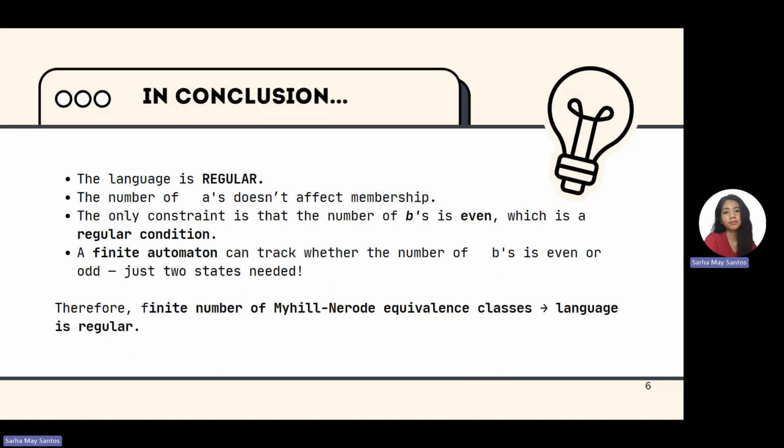This is because the number of A's in a string has no effect on whether the string is in the language. It can be any amount, including 0. The only actual constraint is that the number of B's must be even. This condition is simple and can be easily checked using a finite automaton that keeps track of whether the count of B's is even or odd. Such tracking requires only two states, one for even and one for odd, toggling between them with each B. Since a finite automaton can be built to recognize the language, it has a finite number of equivalence classes under the Myhill-Nerode relation. Therefore, by the Myhill-Nerode theorem, the language is regular.